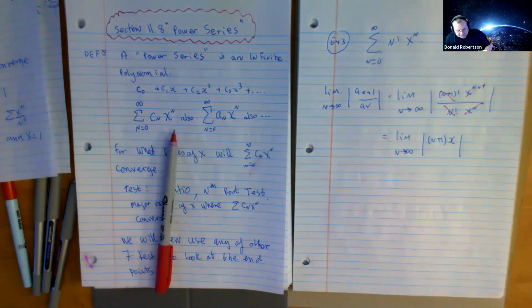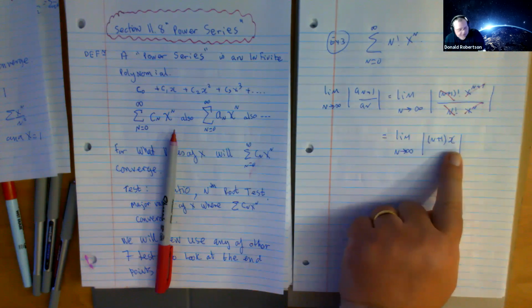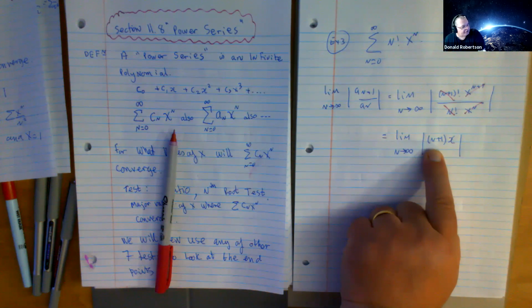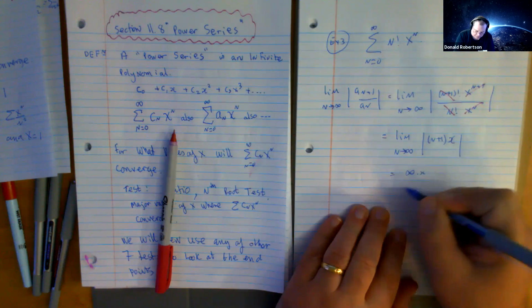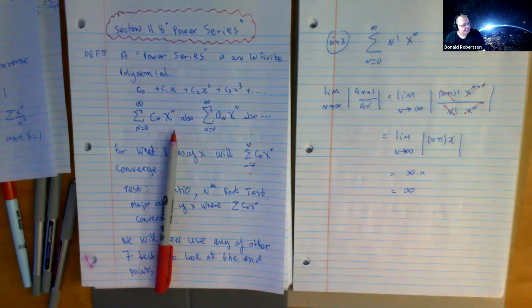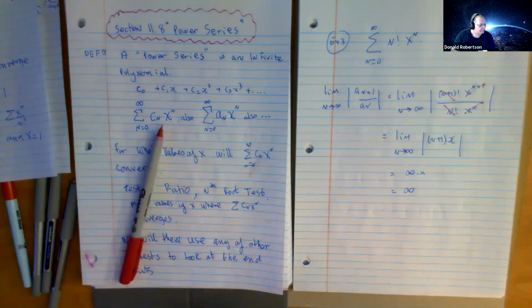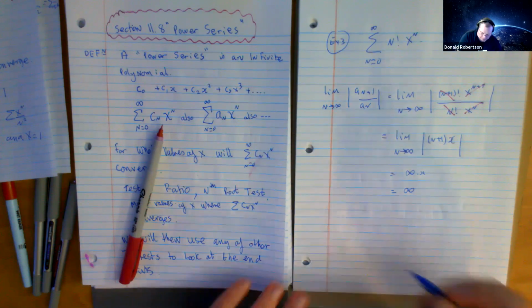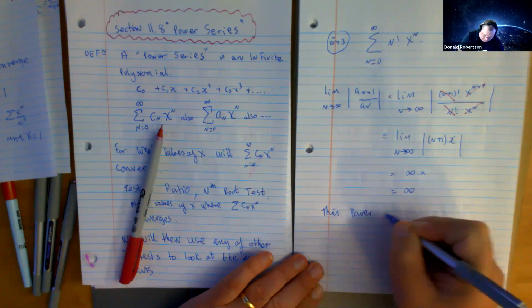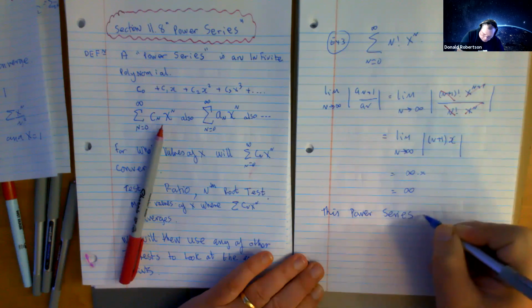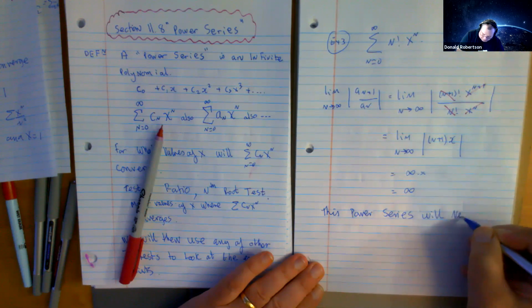Now, at this point, you just make the same assumption we do all the time. Can't we just pretend x is a constant? 42. This one is easy to do. Can't you do brute force on this and just say infinity times x? Infinity. Oh, that's not good news. This power series will never converge.